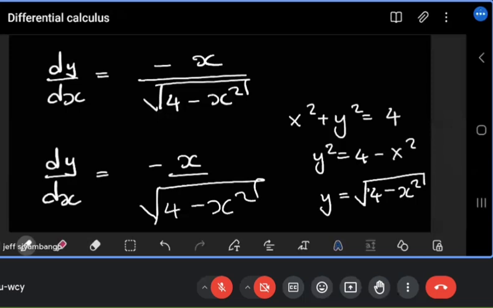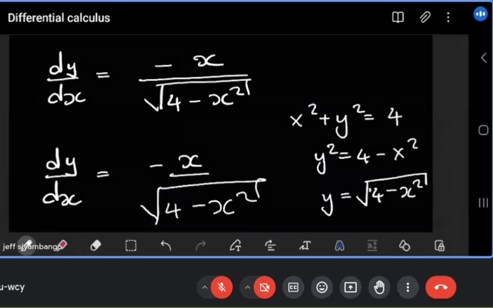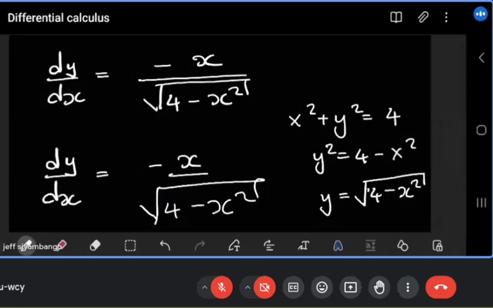But the only thing is, not all equations will have the two methods working. For some questions, as you'll see in the next examples, it will be very difficult for us to do it explicitly. So for such, we will have to stick with implicit, because if we can't make y the subject, then we have to differentiate it the way it is, implicitly. Have you got it now?